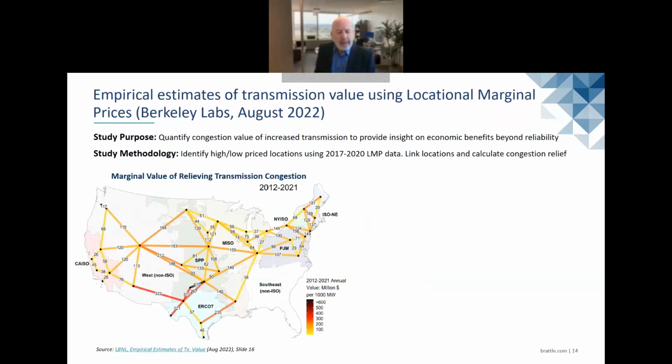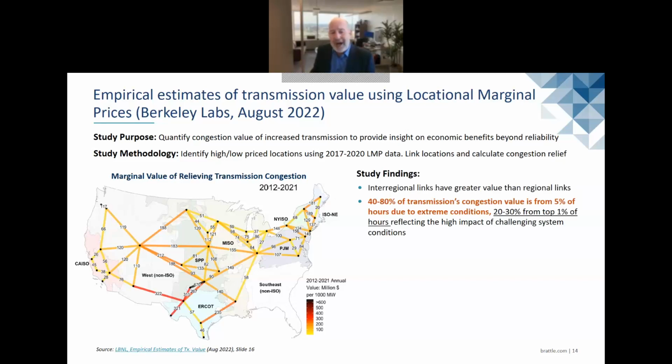But we don't need to look to EIM to get a sense of how valuable it would be to use interregional transmission more effectively. The Lawrence Berkeley Lab has analyzed real-time price differences and found that there's significant real-time congestion that, if relieved, would offer significant savings. And what you see here are the annual savings per 1,000 megawatts of transfer capability. This is for the decade from 2012 to 2021. And you see between SPP and MISO, for example, about $150 million per year per 1,000 megawatts and $100 million between MISO and PJM.